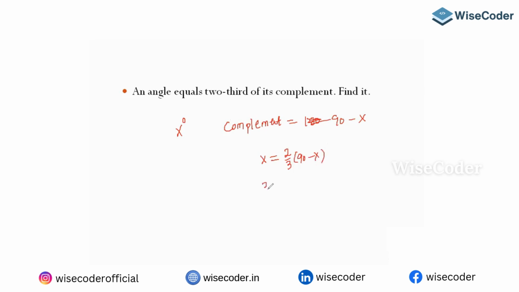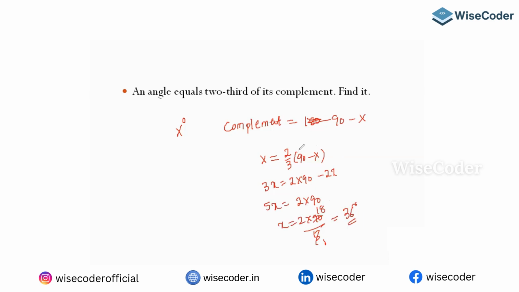Then 3 will go to the other side. 3x is equal to 2 into 90 minus 2x. 2x will come to the other side. Then 5x is equal to 2 into 90. Then x is equal to 2 into 90 divided by 5. By how many times 90? 18 times. 18 twos are 36 degrees.